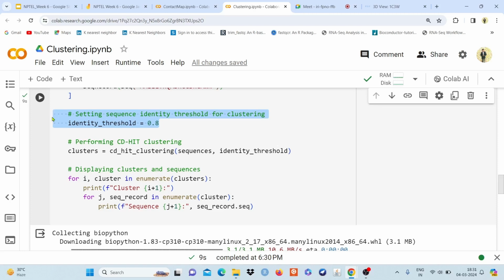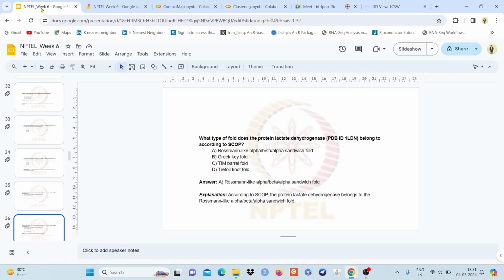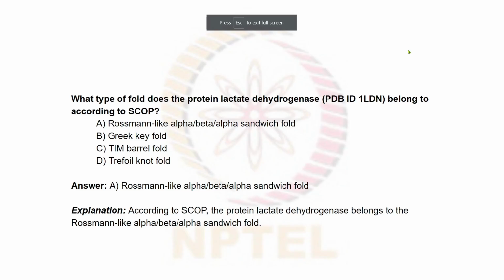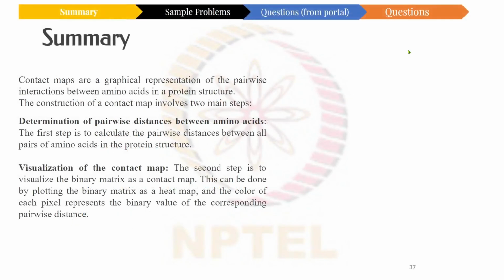Okay, I'll send you this file also. You can try with different inputs, modify the inputs that I have given. Then continuing with the course, next we'll start with some other types of representations.